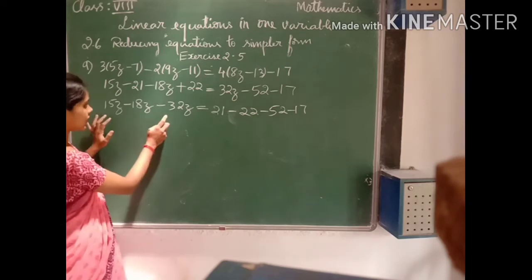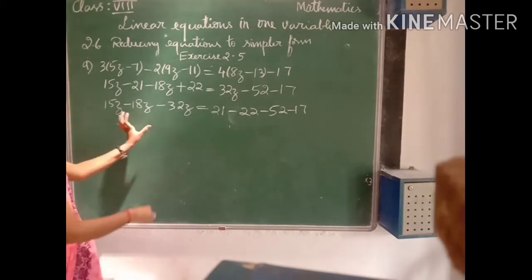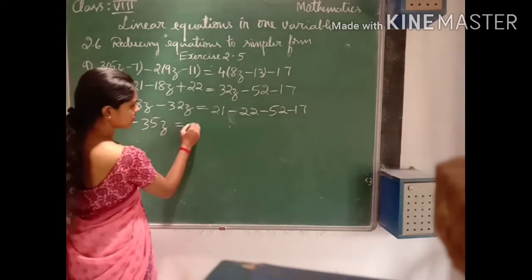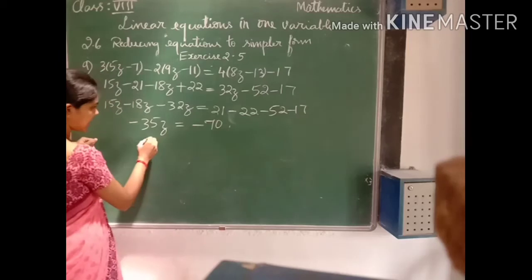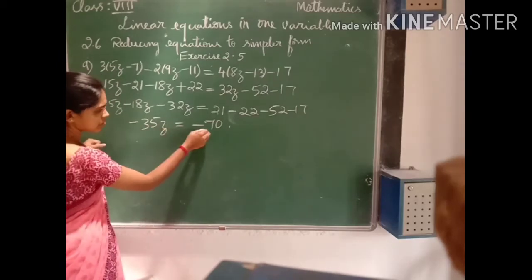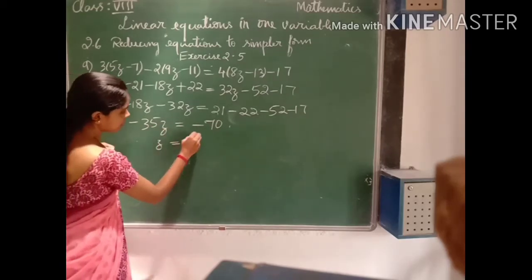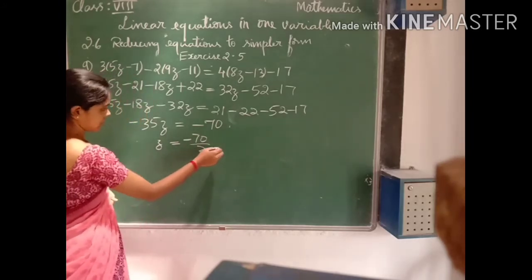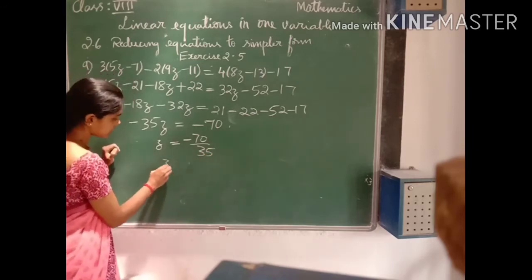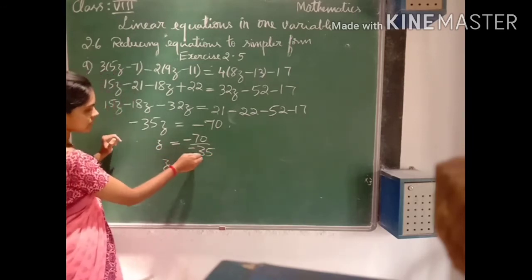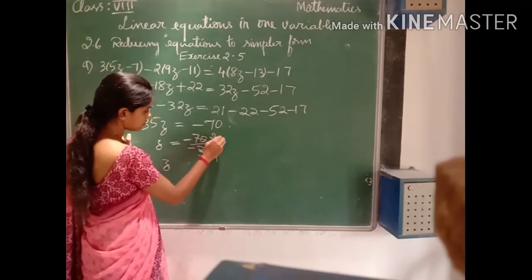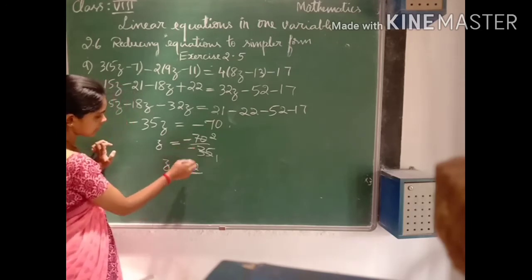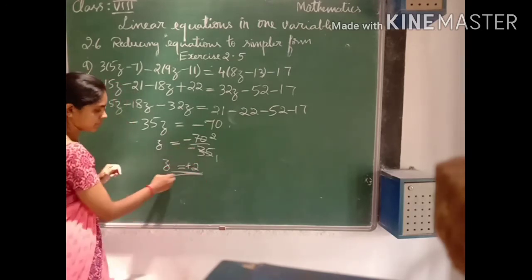So what do you get here? When you calculate this, you will get minus 35z is equal to minus 70. After that, minus 35z is equal to minus 70. So z is equal to minus 70 divided by 35. So how much? Minus 35 ones are 35, 35 twos are 70. So the value of z is equal to 2. Minus minus will become plus 2. This is the solution.